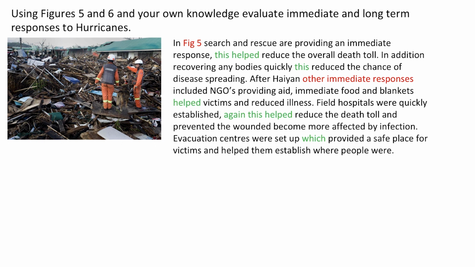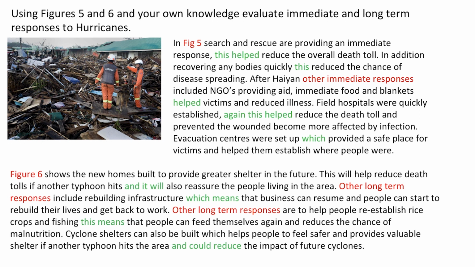Field hospitals were quickly established. Again, this helped reduce the death toll and prevented the wounded becoming more infected. Evacuation centres were set up, which provided a safe place for victims and helped them establish where people were. I've used figure 5 and then I've talked about other immediate responses, and each time I've tried to talk about how they've helped. Figure 6 shows new homes built to provide greater shelter in the future.